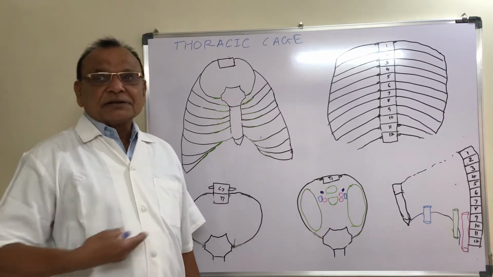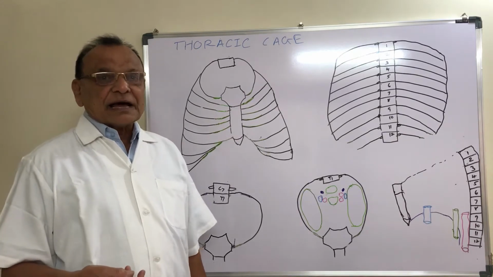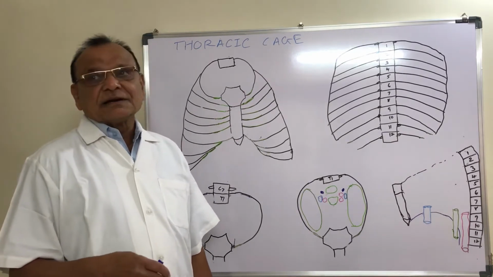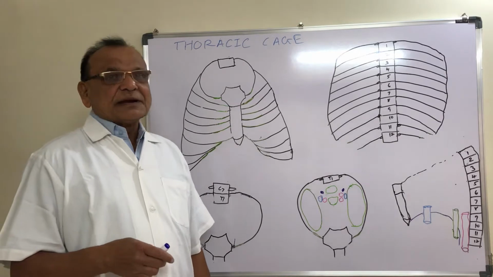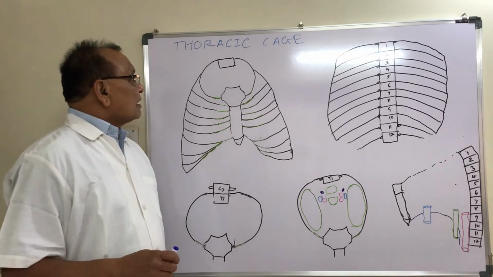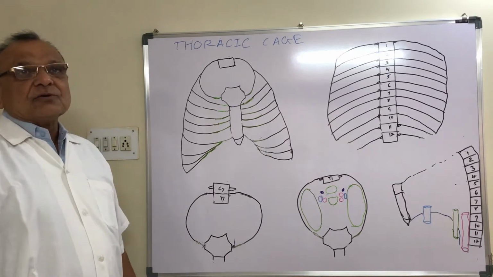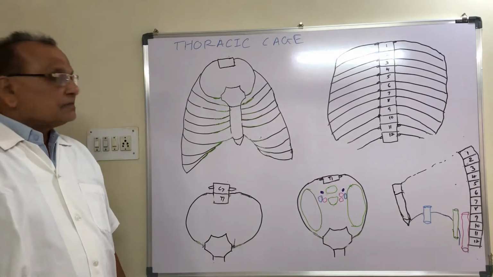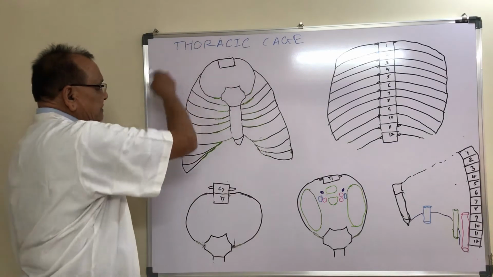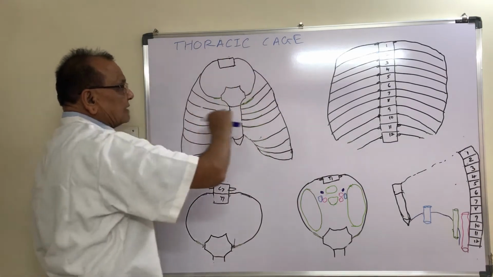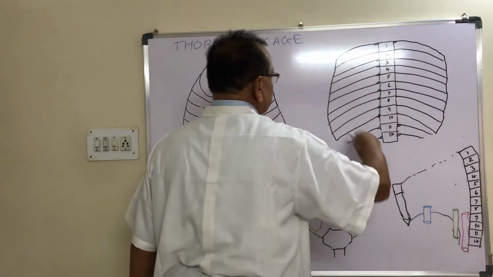And this transverse partition is formed by the diaphragm muscle. The diaphragm muscle is the main respiratory muscle. Now, the bony framework of the thorax is known as the thoracic cage. This is the front view of the thoracic cage and this is the back view of the thoracic cage.